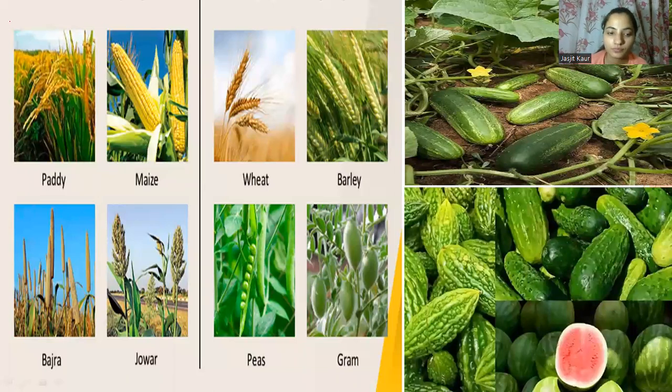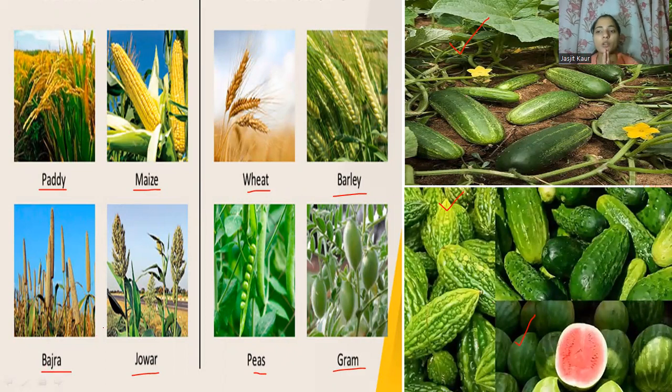Yes, very good, students. So we have different crops that are being shown here in this particular slide. We have paddy, maize, wheat, barley, cucumber, bitter gourd, watermelon, gram, peas, then jowar, bajra. So these are different crops that are being shown here.